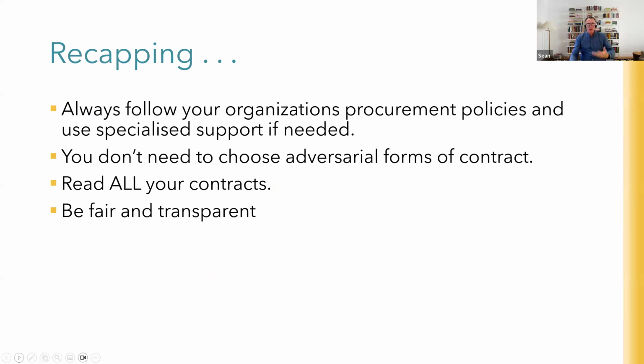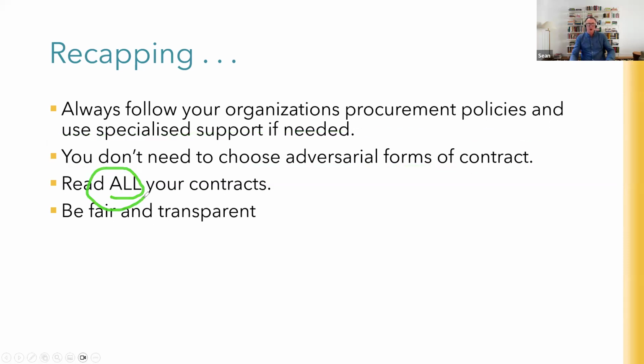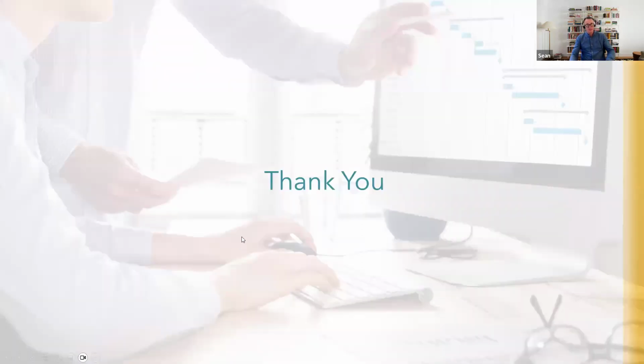And keep in mind, you don't need to choose adversarial forms of contract. You can go to more collaborative forms of contract. They are a lot more successful. Please read all of your contracts often and be fair and transparent in all of your negotiations. So there we are. That's the introduction to procurement and contract management.